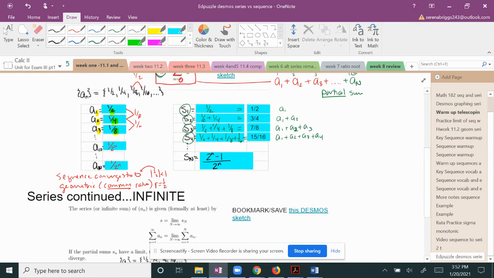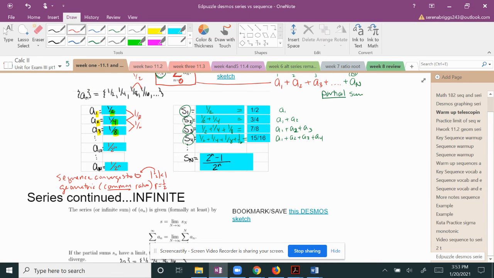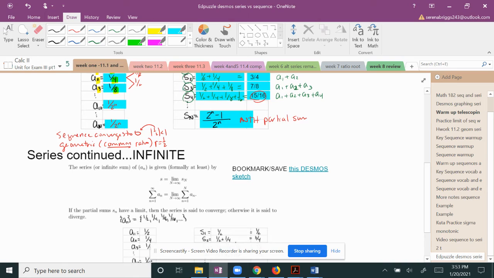So the question is, what would happen if I didn't think of this as a partial sum, but as the entire sum? This is the formula right now for the nth partial sum. If I plug in n equal 4, it will give me 15/16, the sum of the first 4 terms, for example. So now I'm trying to figure out, what would the sum of infinitely many terms be?